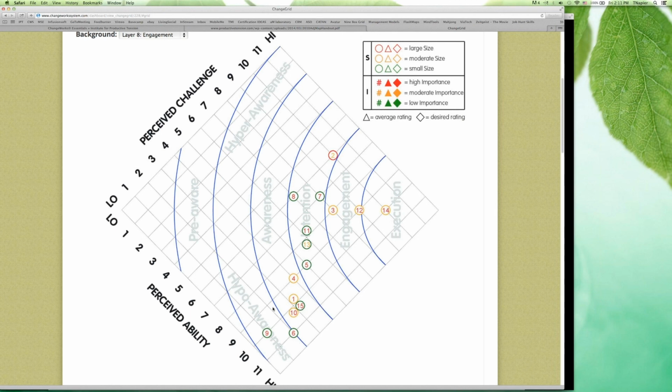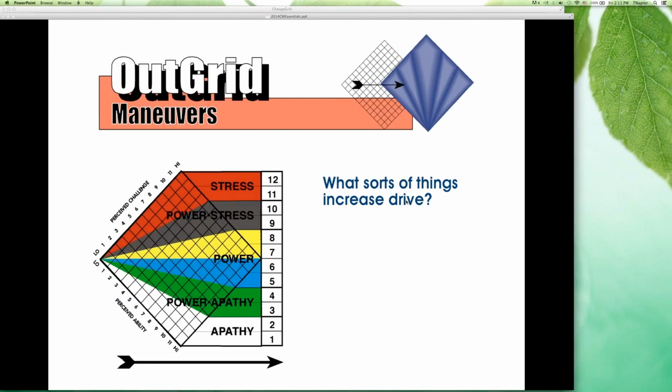So something the manager needs to do is increase the expectations, change the task, set those new standards, etc. But then I also need to move him out grid by talking about vision, mission, purpose, etc. So now let me go through those maneuvers with you, and then you can see how this all comes together. So I'll go back to the PowerPoint presentation for just a second.